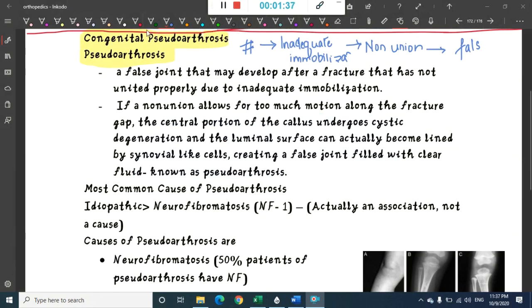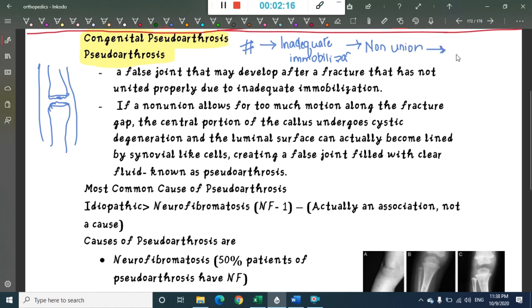But the question is, how is this false joint formed? This also you should know. It is interesting. Whenever there is non-union, think that this is the non-united fracture, and this is the skin. Because of this non-union, some callus is formed here. But still the patient will do movements, because it's not adequately immobilized. Because of these movements, and because the patient walks or does his work, the callus which is formed will degenerate.